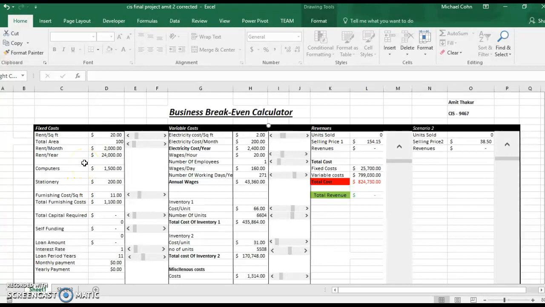The main screen of the business break-even calculator is divided into 4 sections: fixed cost section, variable cost section, the revenue section, and the scenario section.